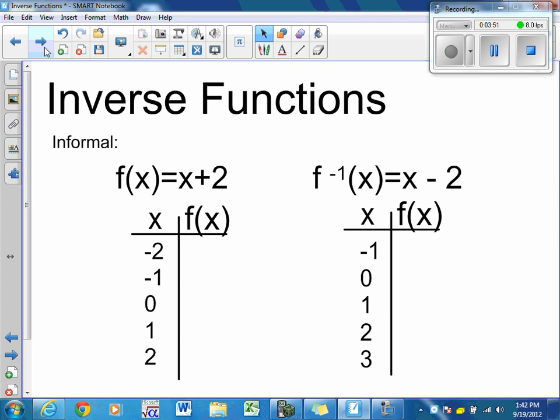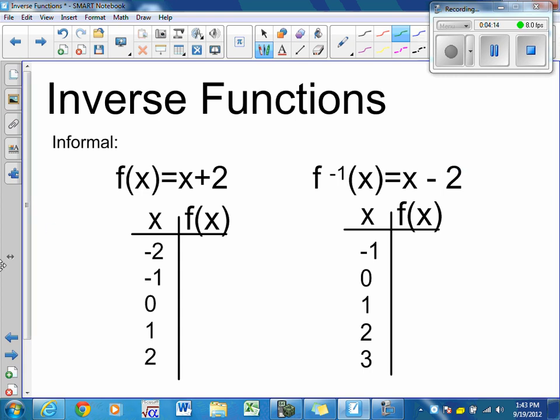All right, we want to start off by talking about inverse functions, and we want to talk about how to find inverse functions, how to recognize inverse functions. But first, let's just kind of talk about it informally, kind of understand what they mean. So, if I have a function x plus 2, its inverse function would be x minus 2. It's kind of like the opposite.